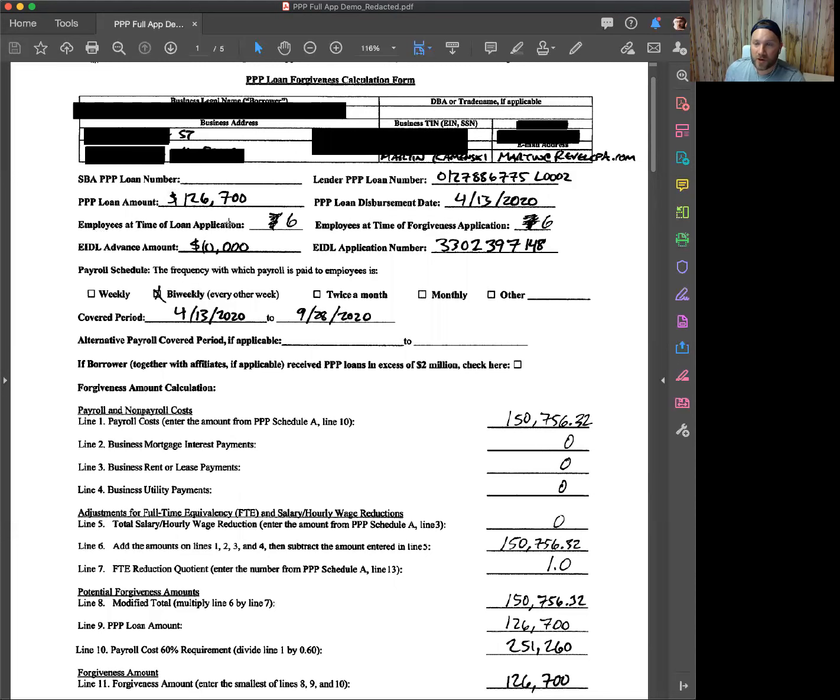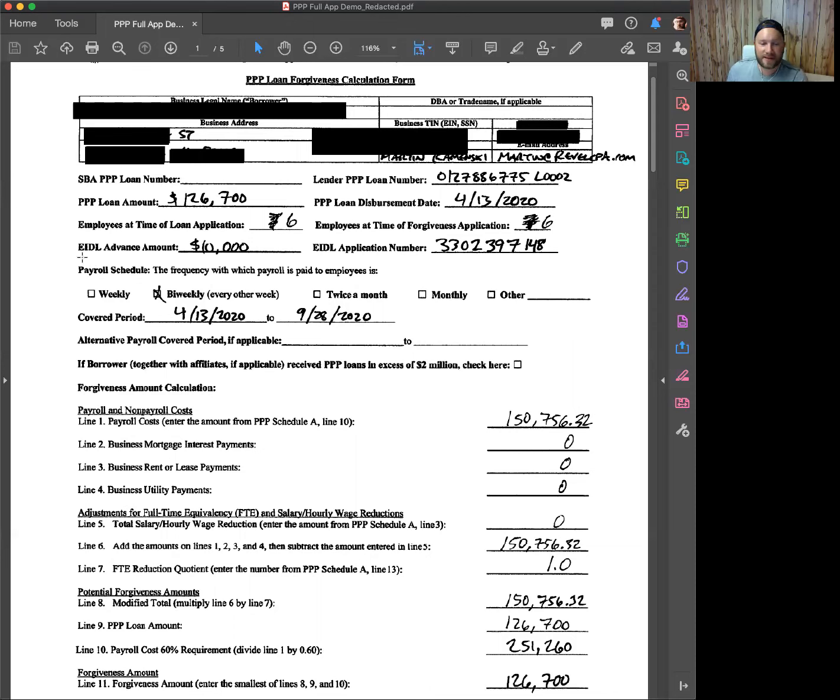If you know, you can fill it in. To be extra sure, please go back to the actual application you filled for the PPP. Hopefully you saved a copy of it and see what you said at that point. And then now, the number of employees at the time of the loan forgiveness application. In this case, it ends up being also 6.